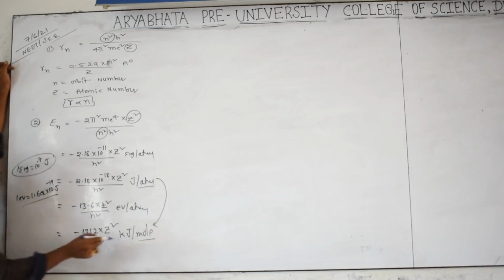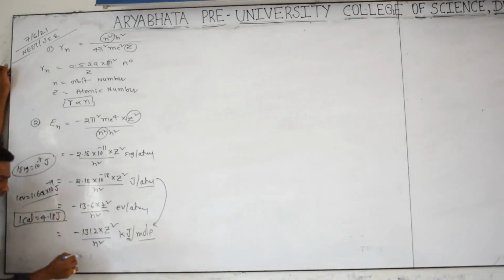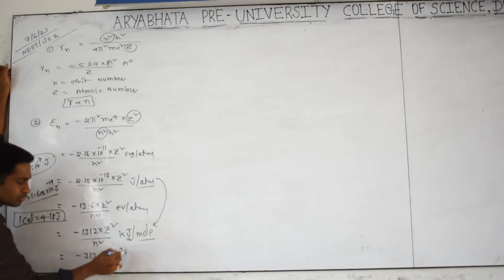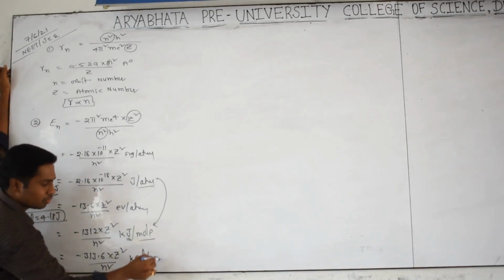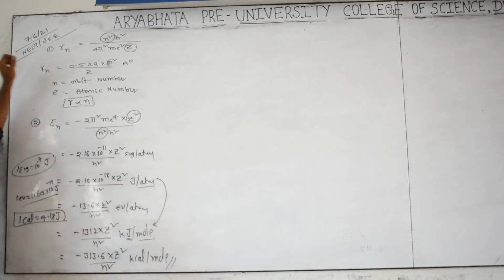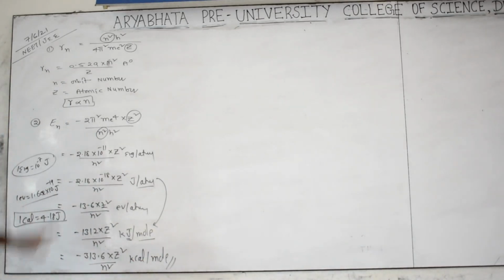Okay, now I want the same in calories. 1 calorie is equals to 4.18 joules. You substitute here, you are getting minus 313.6 into z square by n square kilocalories per mole. These are very important formulas, we have to practice all the formulas very carefully.